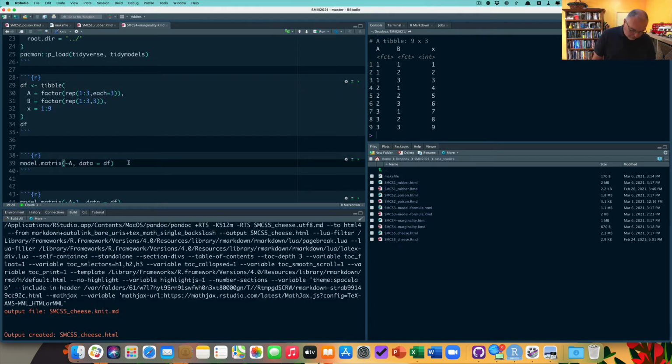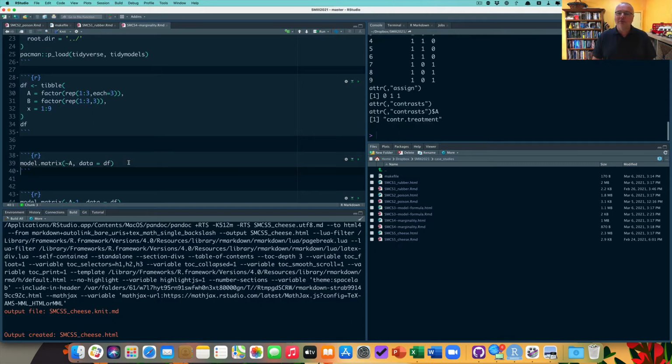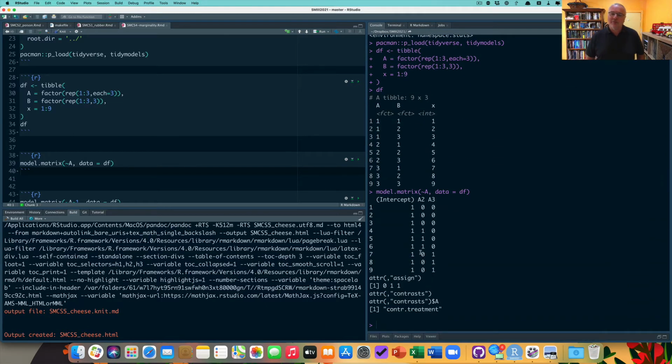So let's imagine I start off with a standard thing. We do the model matrix, so I'm going to fit a model where my predictor is just the factor A. Make me my design matrix. I do that with model matrix. And here is my standard design matrix. We've seen this a couple of times.